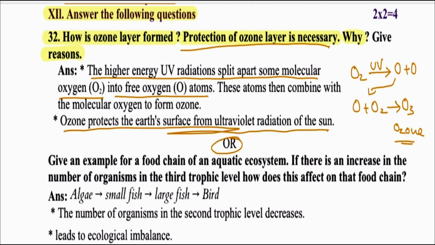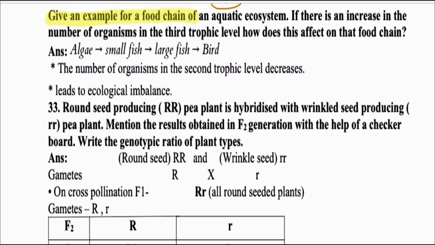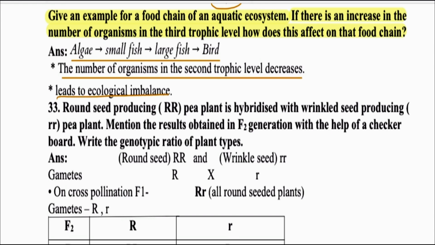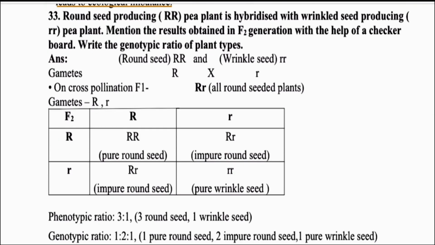There is an optional question. Give an example for the food chain of an aquatic ecosystem. If there is an increase in the number of organisms in the third trophic level, how does this affect that food chain? This is the food chain: algae, small fish, large fish and bird. The number of organisms in the second trophic level decreases and it leads to ecological imbalance. Let's go to 33rd question.